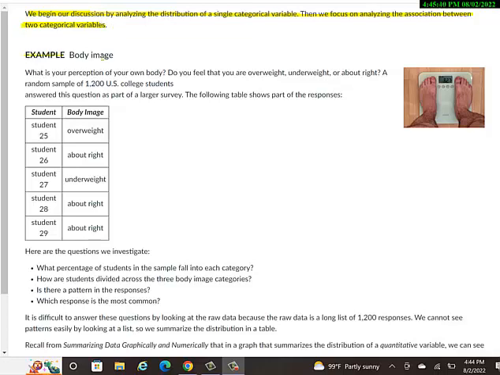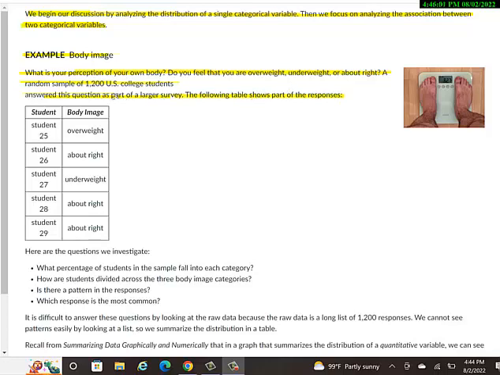In this example, we'll talk about body image. So it asks, what's your perception of your own body? Do you feel that you were overweight, underweight, or about right? A random sample of 1,200 U.S. college students answered this question as part of a larger survey. The following table shows part of the responses.